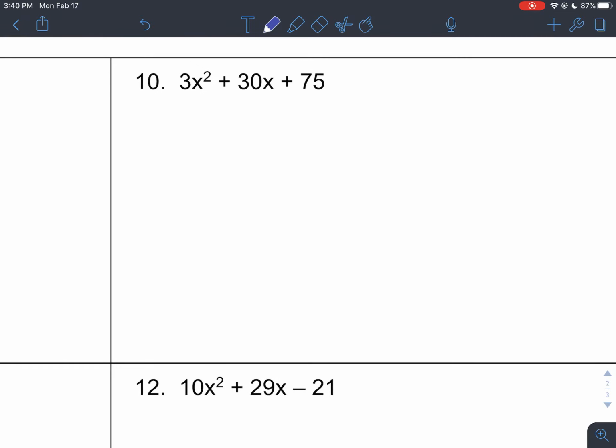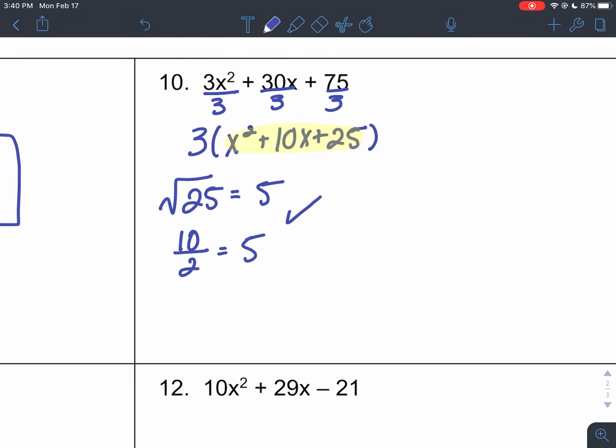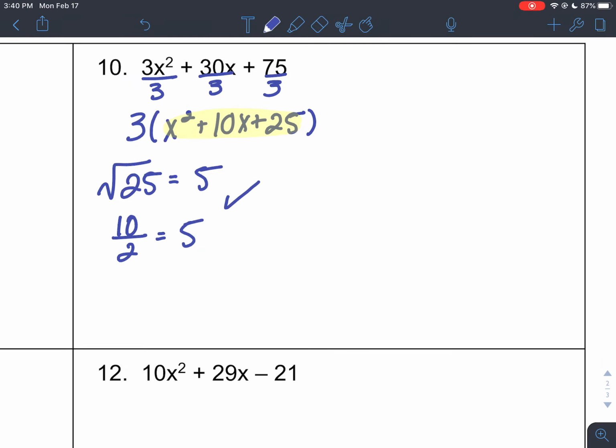Number 10, taking a look at this one. I always need to check for a greatest common factor first, and it looks like I do have a greatest common factor here. I can divide each of these by 3. When I rewrite it out, I get x squared plus 10x plus 25. Let's check to see if this one is also a perfect square trinomial. Looking at the stuff on the inside, if I take the square root of my last term, I get 5. If I take my middle term and divide it by 2, I also get 5. So this one is a perfect square trinomial.